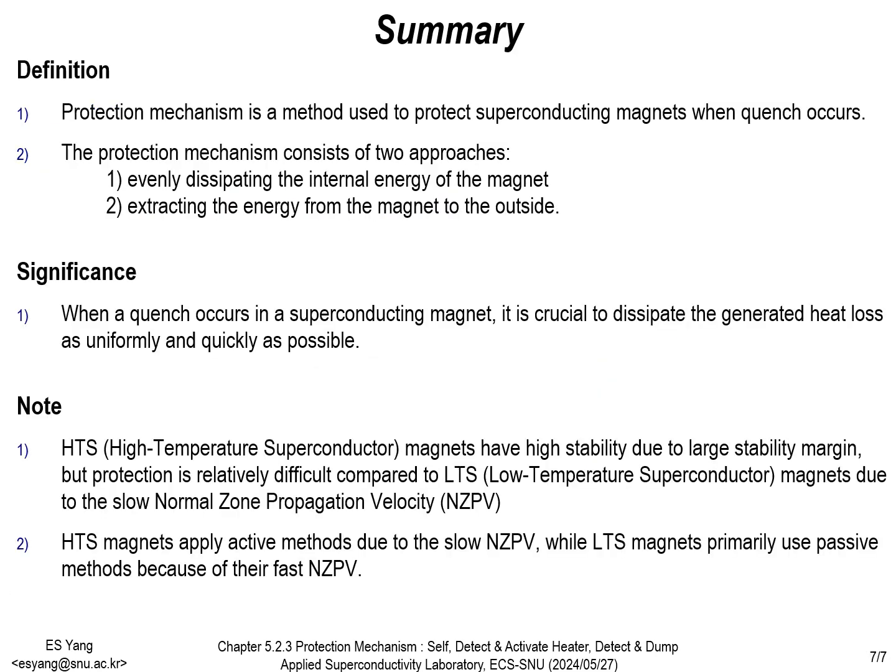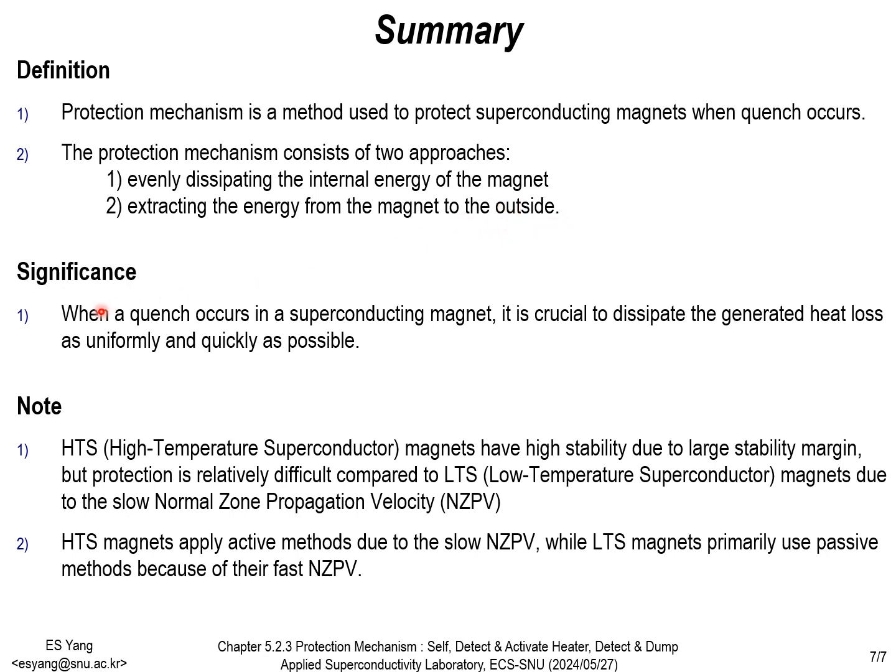To summarize, the protection mechanism in superconducting magnets is designed to safeguard the magnet when a quench occurs. There are two main strategies involved. 1. Uniformly dissipating the energy within the magnet, and 2. Extracting the energy to the outside of the magnet.